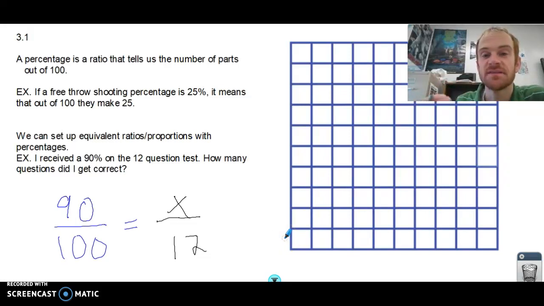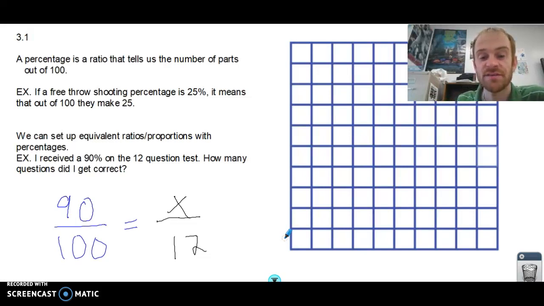98% on a test means that if it were out of 100 points, I would have gotten 98. The test may have actually only been out of 50 points, but if I had kept going at the rate I was doing it, I would have gotten 98. So that's what a percent is.